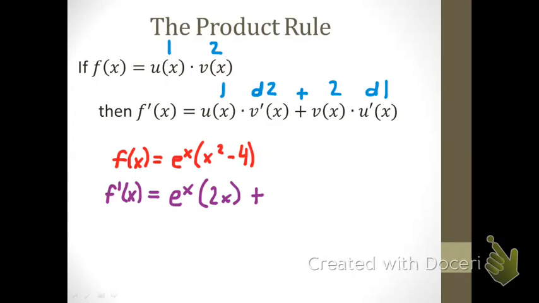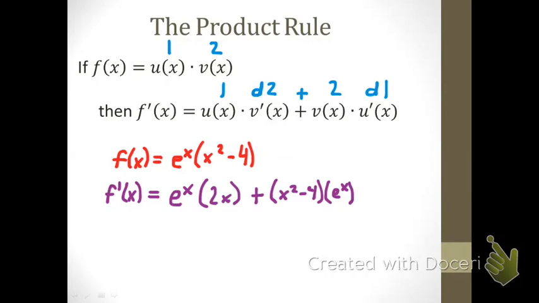And then I'm going to do the second function times the derivative of the first function. So the second function there was x squared minus 4, and then times the derivative of the first function. Now, the derivative of e to the x happens to be e to the x. You know that, of course, so it might not look different. But here's my 2d1. We found the derivative.